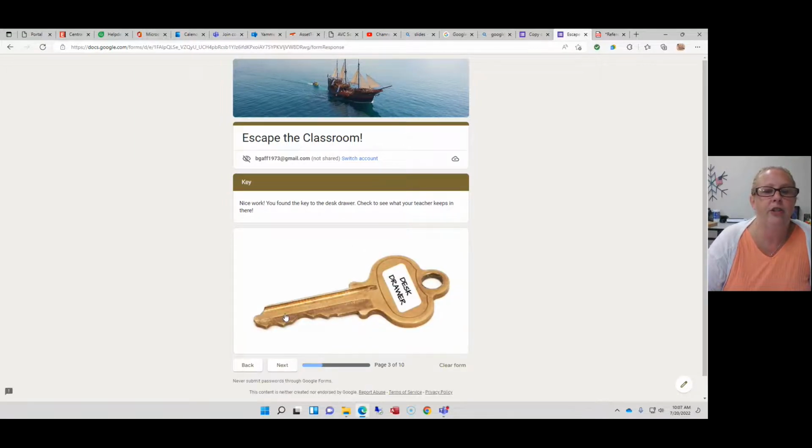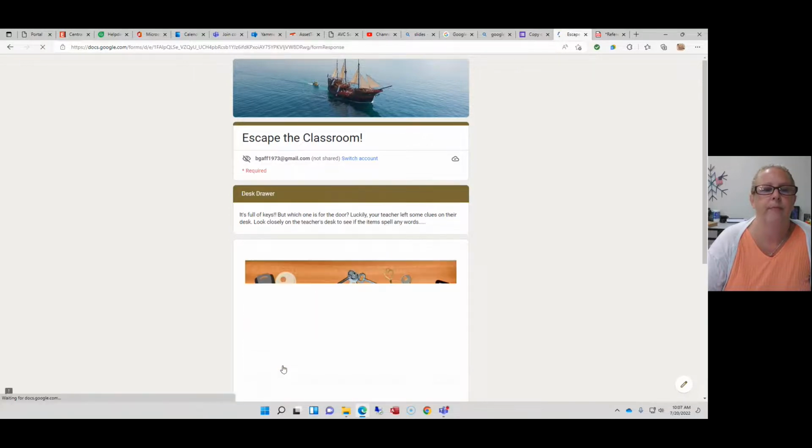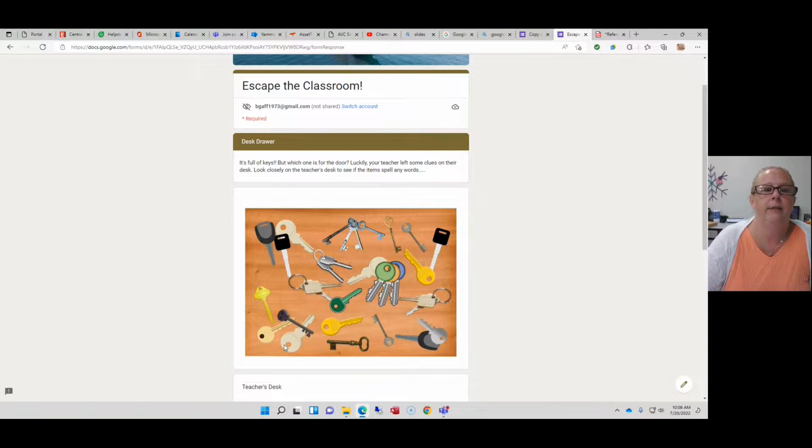Yay, we found the key. Check to see what your teacher keeps in there. All right, so we use the key. It's full of keys. But which one is for the lock? Luckily, your teacher left some clues on their desk. Look closely on the teacher's desk to see if the items spell any words.